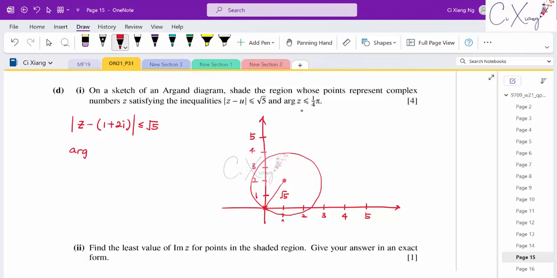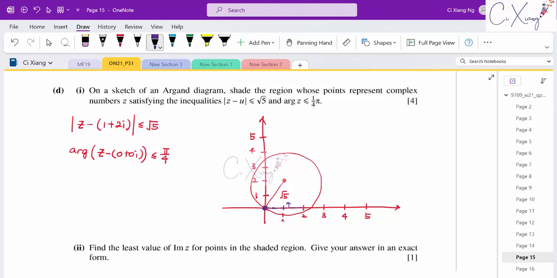So when I'm having argument z, I must take z minus 0 plus 0i, because this is a reference point that I want to sketch the line from. Then it is smaller than or equal to pi over 4. Pi over 4 is 45 degrees. So what is the reference point here? 0 plus 0i. When you want to sketch a diagram, you need to take 0, 0 as the reference point. On the right-hand side of 0, 0, you need to measure 45 degrees, which is pi over 4.